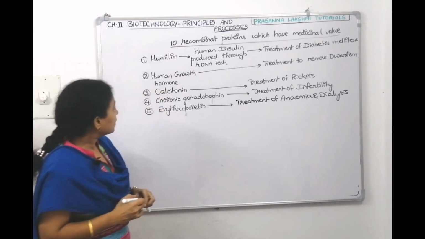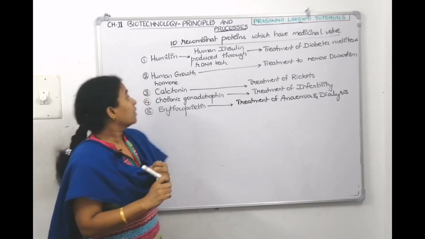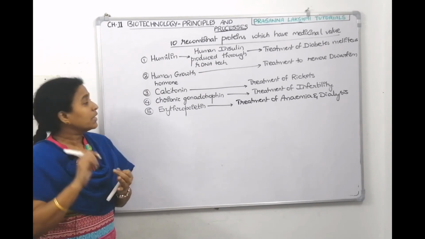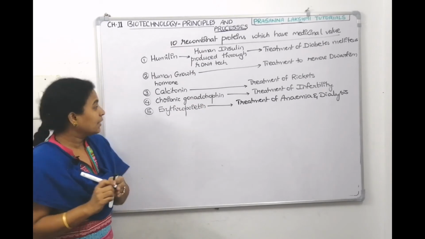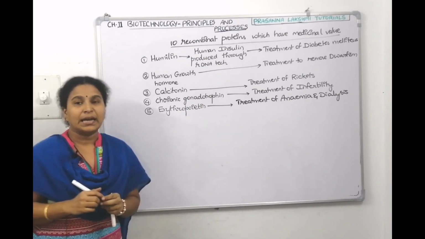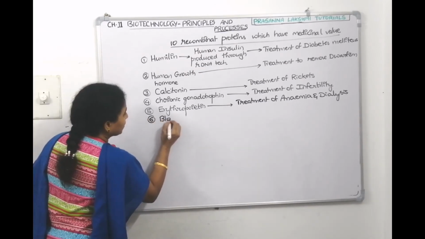So far I think we listed 5. What are they? Human insulin used in diabetes treatment. Second one, growth hormone used to treat dwarfism. Calcitonin used to treat rickets. Human chorionic gonadotrophin used to treat infertility issues. Erythropoietin helps in treating anemia and dialysis. Next we can list down blood clotting factors.